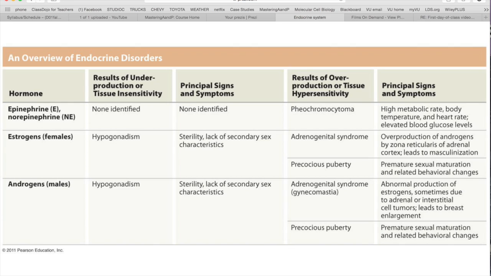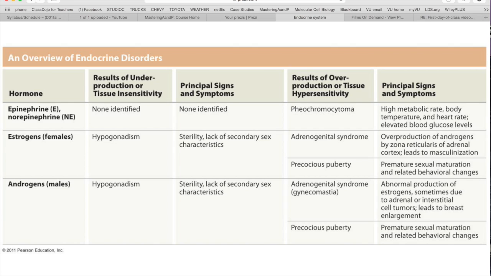With estrogen, underproduction of that leads to hypogonadism, which means the gonads are too small. This leads to sterility and lack of secondary sex characteristics. And if you have too much estrogen, that can lead to adrenogenital syndrome, which is overproduction of androgens by the adrenal gland, which leads to masculinization. And another problem could be precocious puberty. This is premature puberty or sexual maturation.